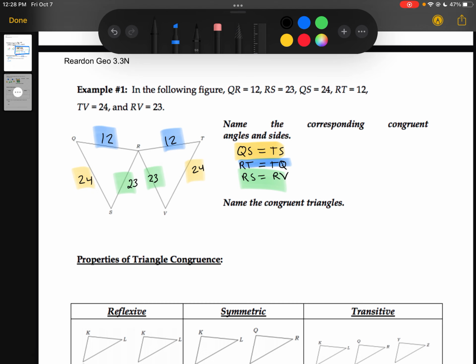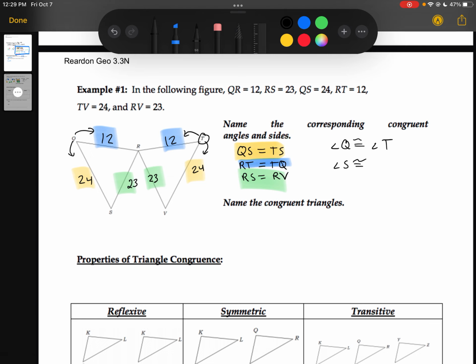So a good way to think about this for angles is just starting one at a time. We'll start with angle Q, see what is congruent to angle Q. Well, angle Q is between 12 and 24. So you need to find the other angle that's also between 12 and 24. Well, that's angle T. Angle T is between 12 and 24, so that is our matching angle. So you want to kind of reference this, index it to the sides that it's next to.